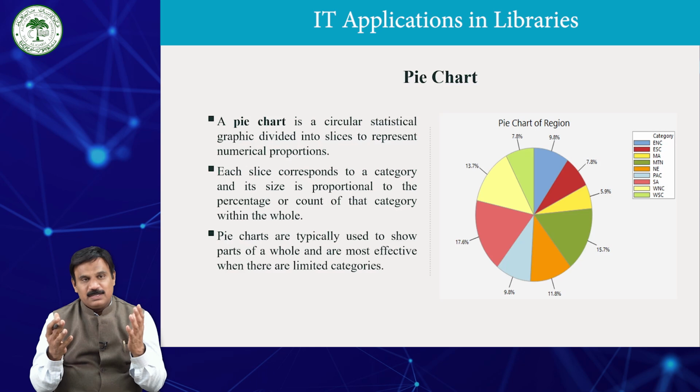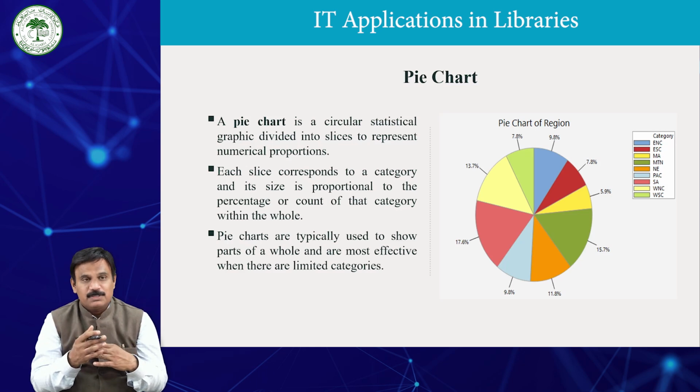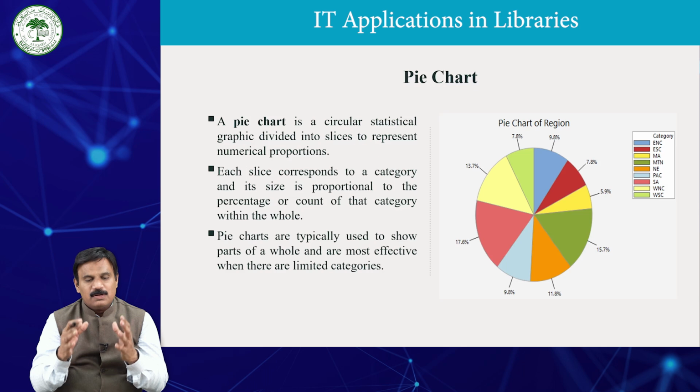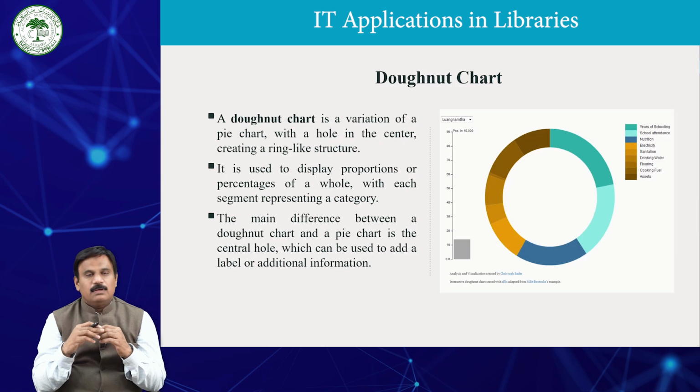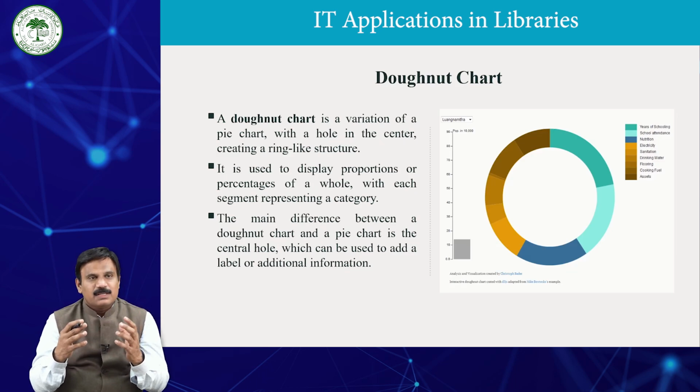Now, the pie chart. All of you are familiar with the pie chart. A pie chart is a circular statistical graphic divided into slices to represent numerical proportions. Each slice corresponds to a category and its size is proportional to the percentage or count of that category within the whole. Pie charts are typically used to show the parts of a whole and are most effective when there are limited categories.